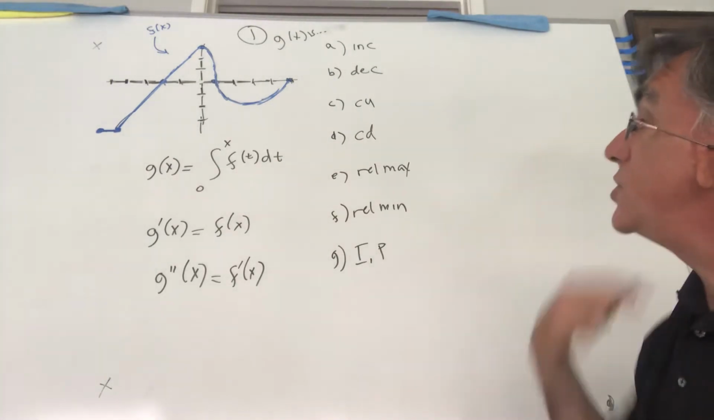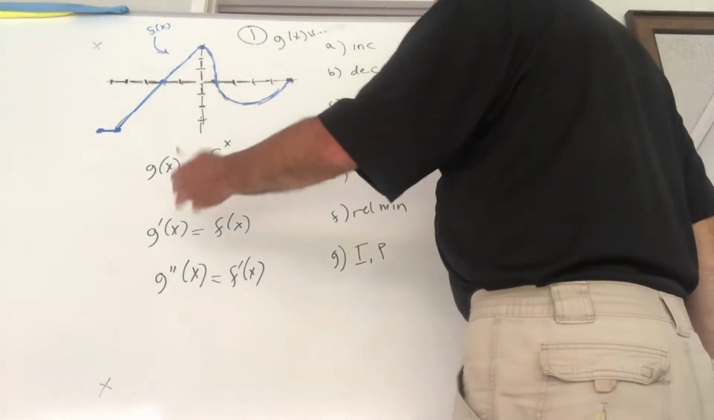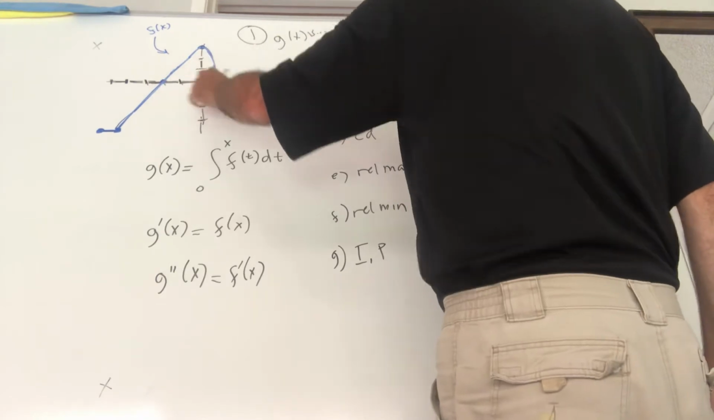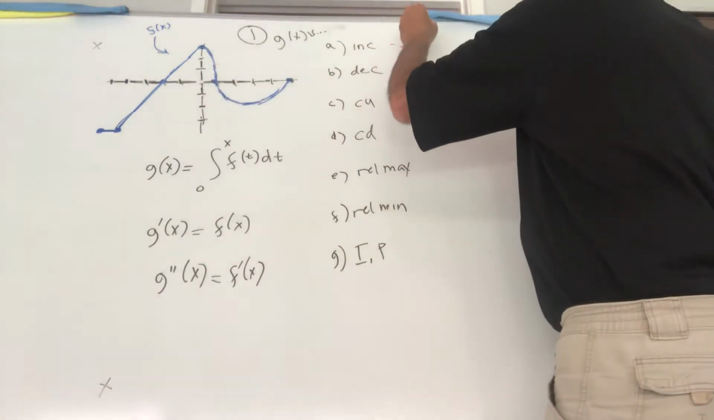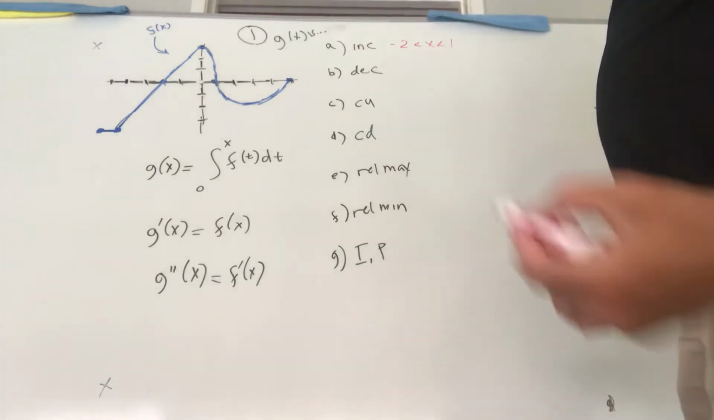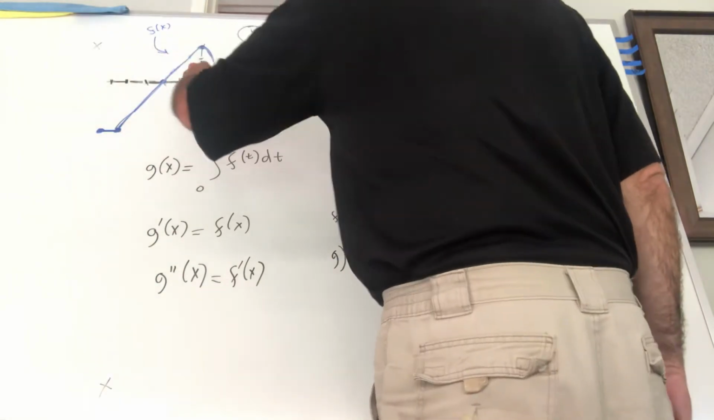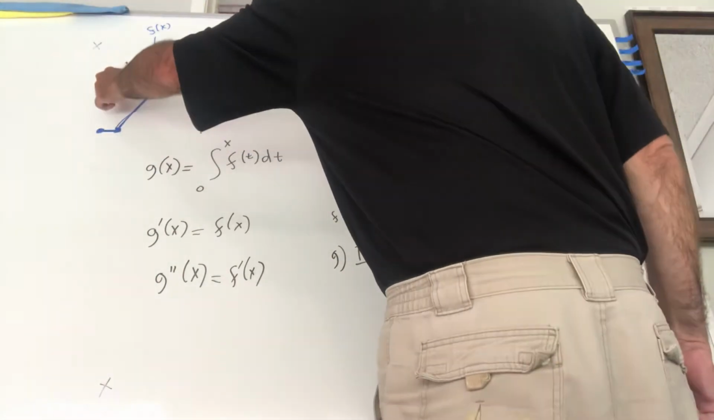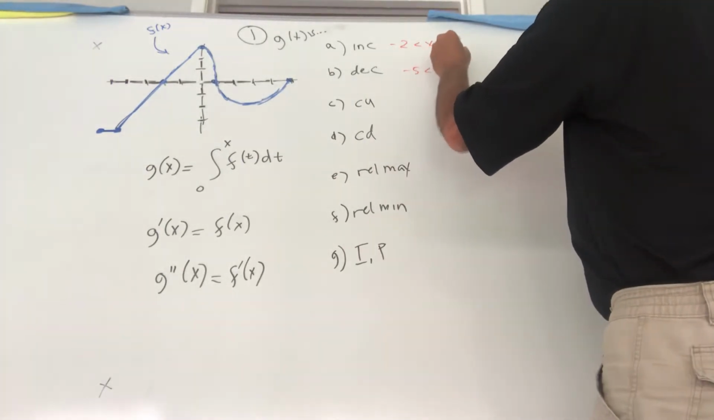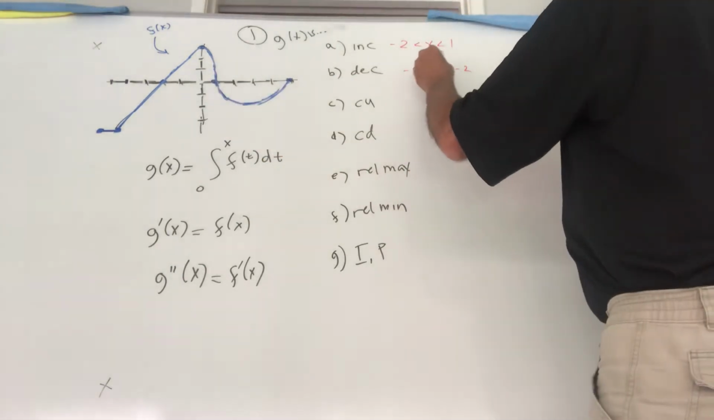When is g increasing? When the derivative is positive. When f is positive, so here to here, from -2 to 1. When would g be decreasing? Well, when the graph is negative. So it's negative here and negative here for the half circle. So negative from -5 to -2, and also from 1 to 5.